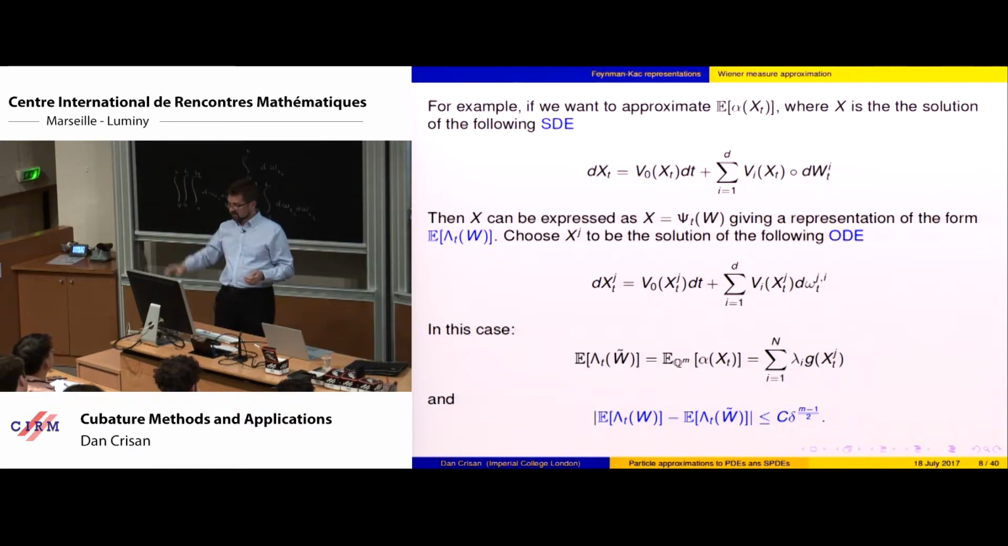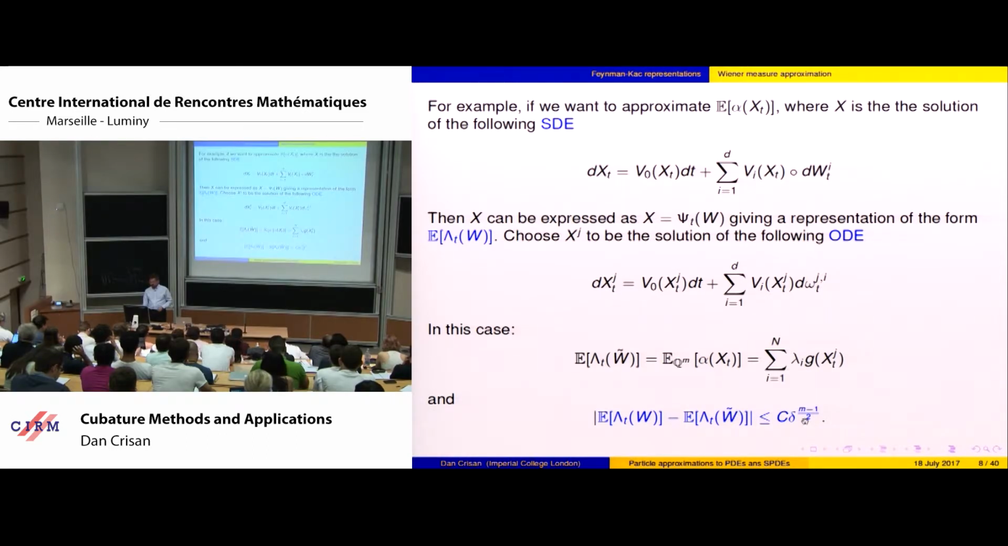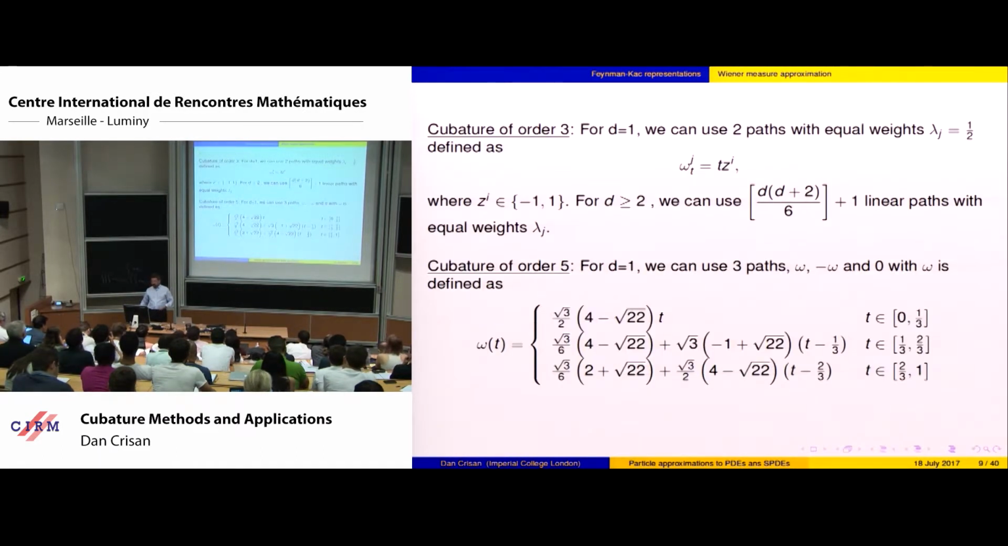And the reason for that is the bound that you obtain is of this form: m, which is the number of iterated integrals that you match, minus 1, divided by 2. So this is the error. And of course, now I'm coming back to Peter's question: how many of these paths do you have to take?